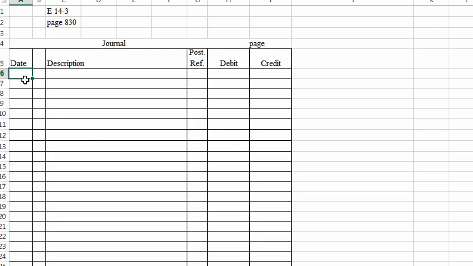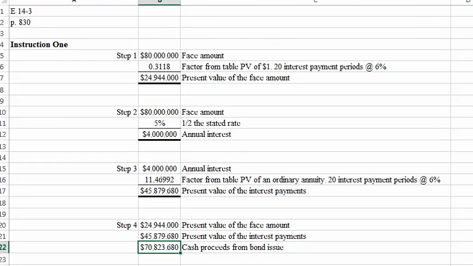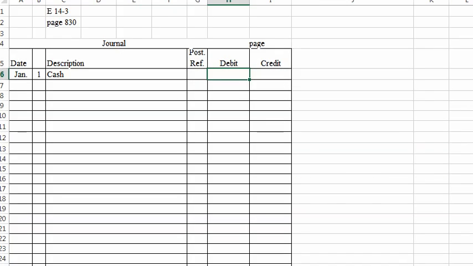Okay, so I'm going to come over to the journal page. January 1st. The issuing corporation Bradford is going to receive cash. How much was it? Well, let's go back and look. $70,823,680.